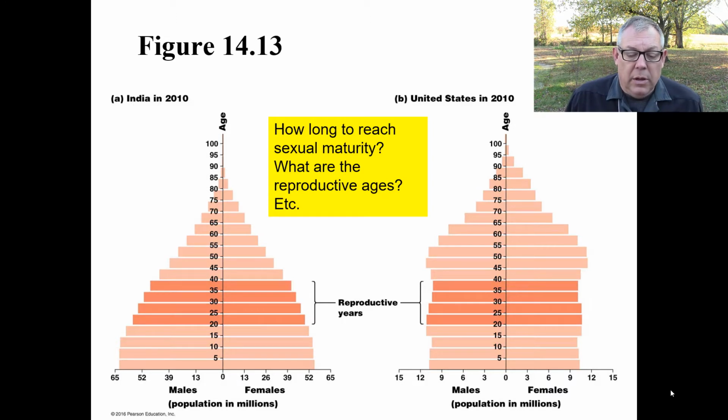And so, not just for humans but for all organisms, if you're looking at age structure, you're looking at the relative numbers, but then how long does it take to reach sexual maturity? Those reproductive years are very important. What are the reproductive ages? Those kinds of things all interact to determine the structure of the population.